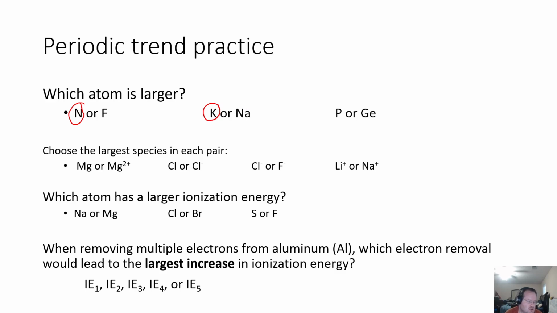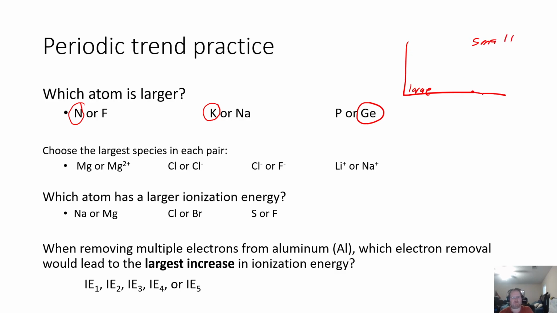Finally, you have phosphorus and germanium. Phosphorus is both to the right and further up. Therefore, phosphorus will be smaller, whereas germanium will be larger. Remember, the trend is, if you've got a periodic table, you've got large over here and small over here.